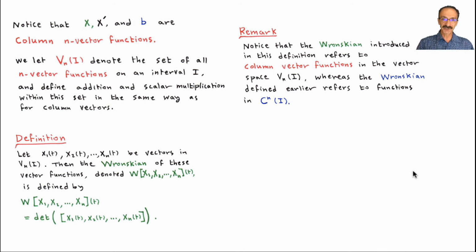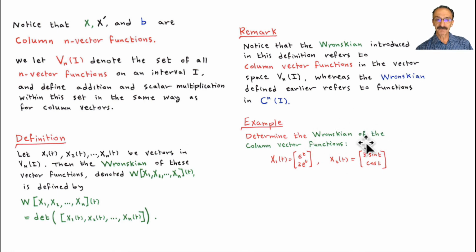Remark: notice that the Wronskian introduced in this definition refers to column vector functions. Earlier we had f1 equals sine x, f2 equals x squared, and we used to go down and find derivatives. That's not the case right here, because every column is already well established. We are not building columns, the columns are there. It's not the same. That's what I'm talking about right here.